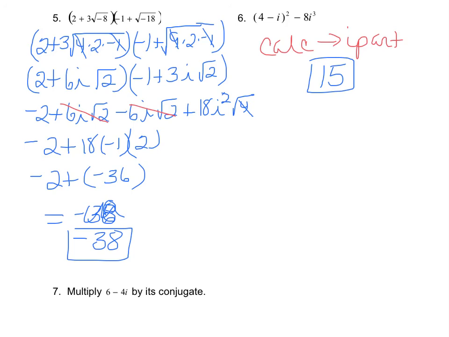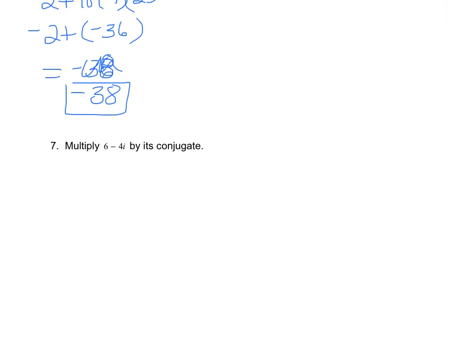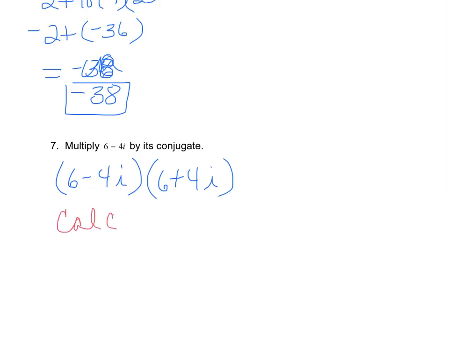Once you've achieved that, let's go on to number 7. It's our last problem of the day. They want you to multiply 6 plus 4i by its conjugate. All right. So 6 minus 4i, its conjugate's going to be 6 plus 4i. You're correct. So again, we don't have any radicals present, so we can take our calculators out and use I part.